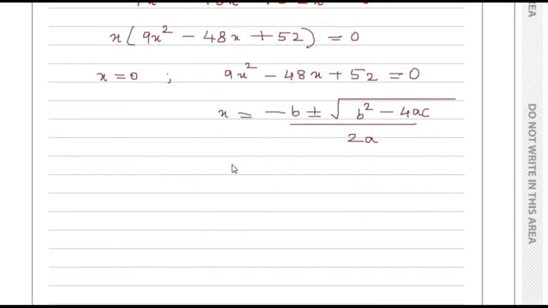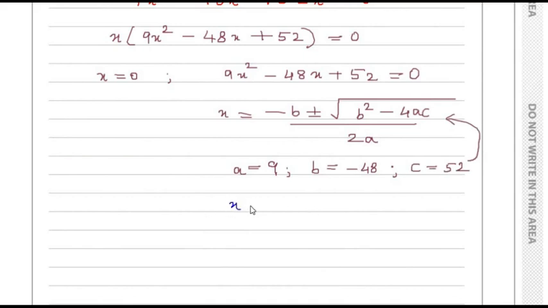So here we have a as the coefficient of x square, which is 9. We have b as the coefficient of x, which is minus 48. And we have c, which is a constant, 52. So let us substitute all these values in the above expression.